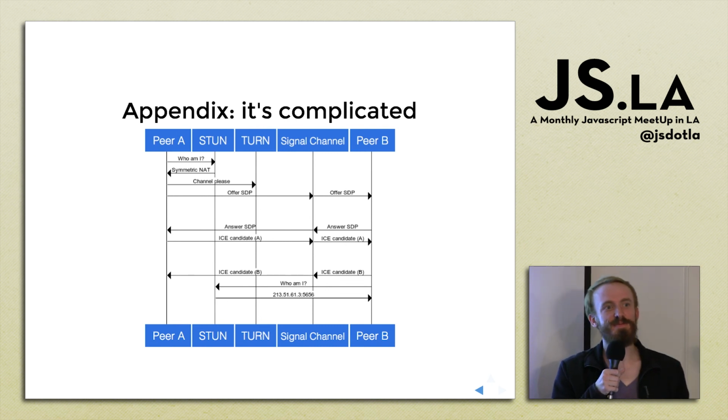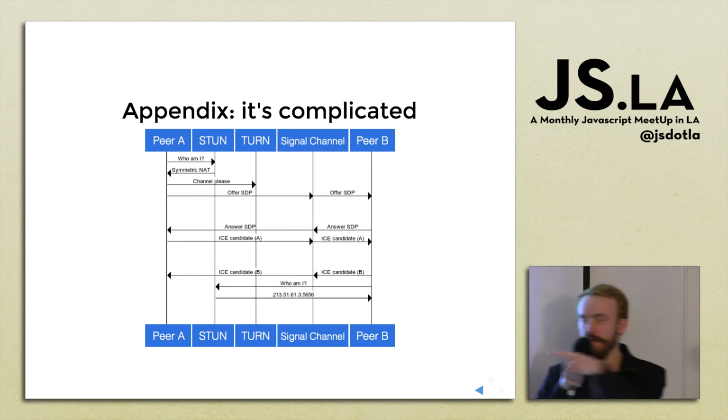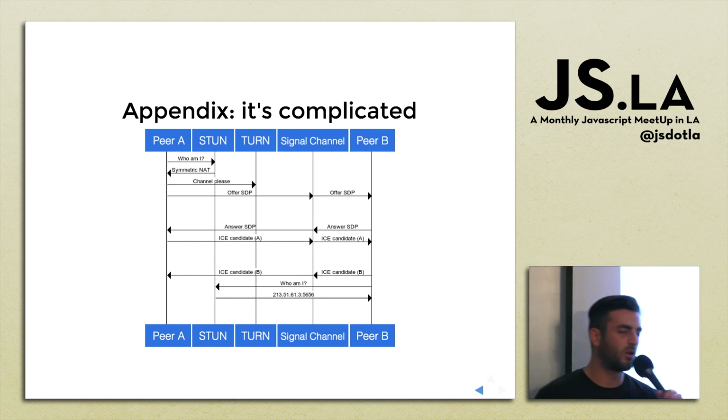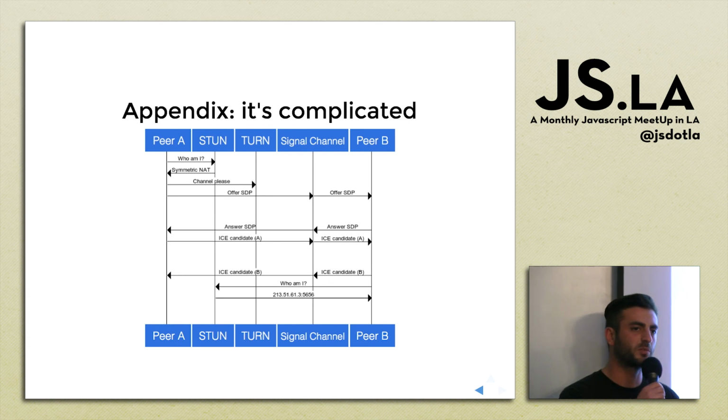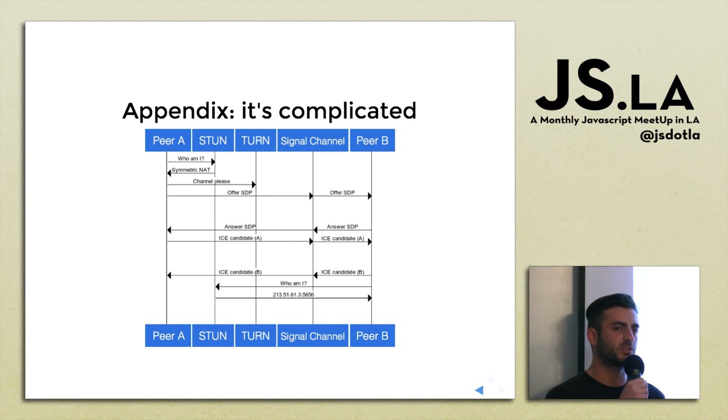Question over here. What are your plans, or what are the solutions, for encrypting the channel? Great question. Actually, all WebRTC connections, peer connections, are encrypted by default. It's built-in security. You can't even opt out of it.